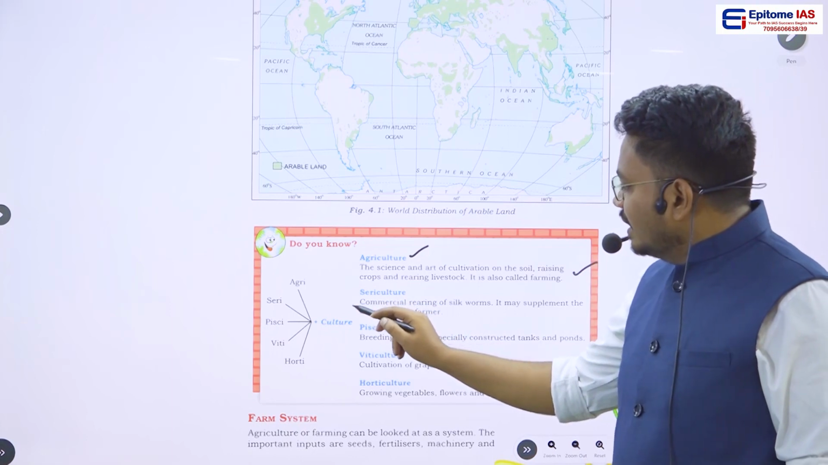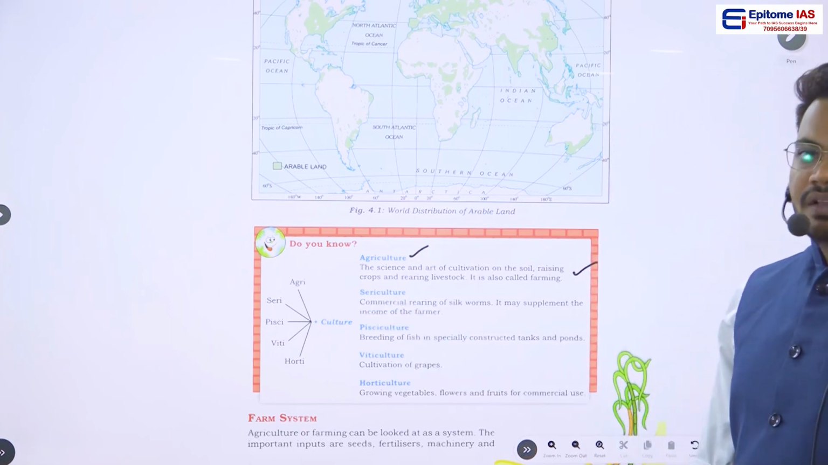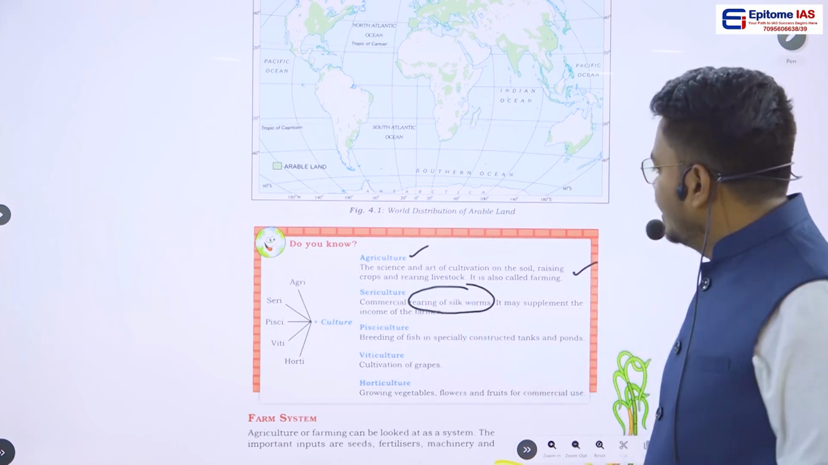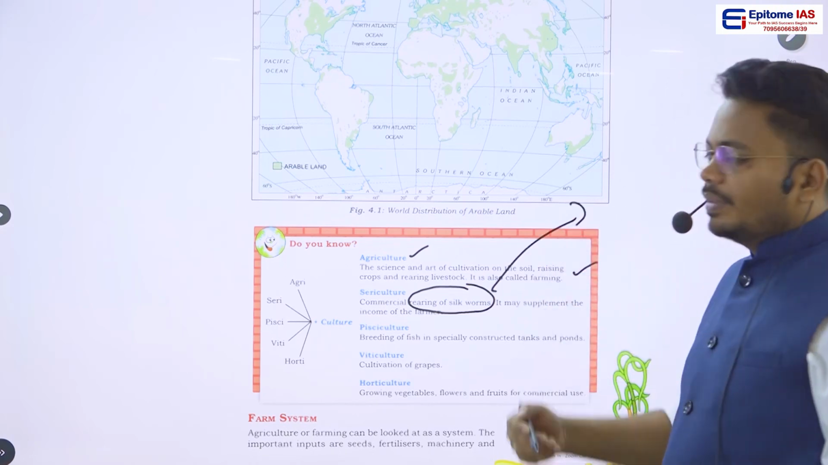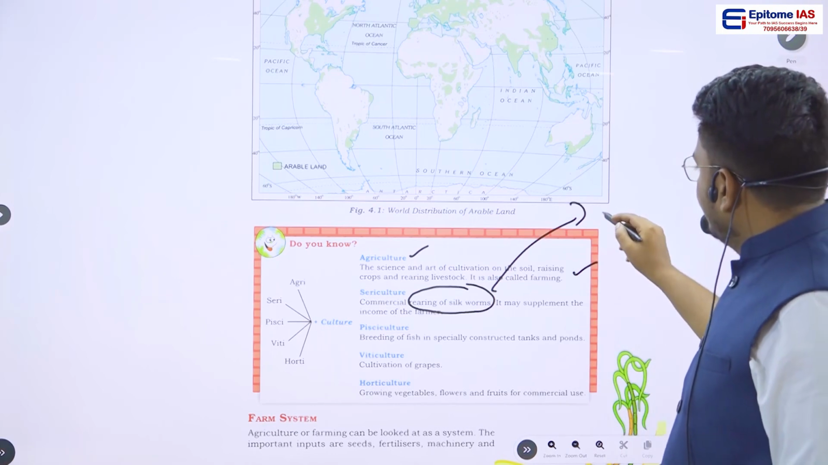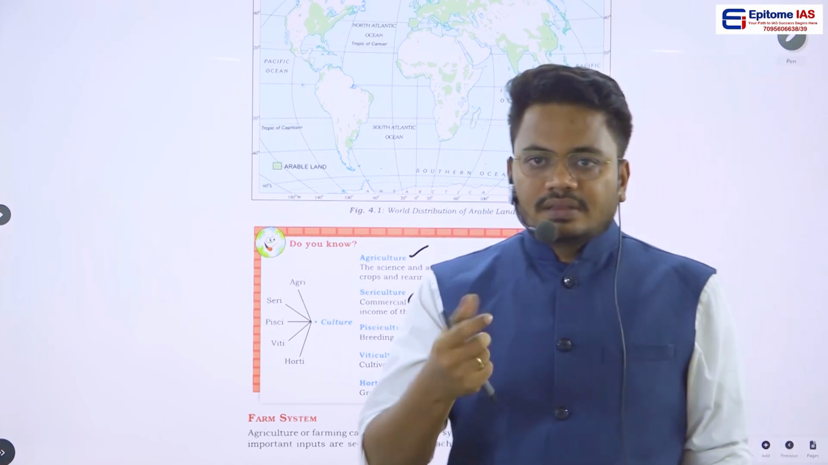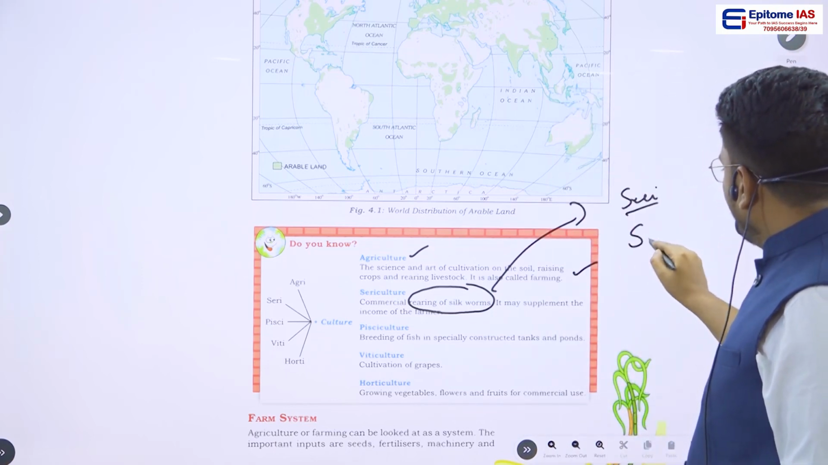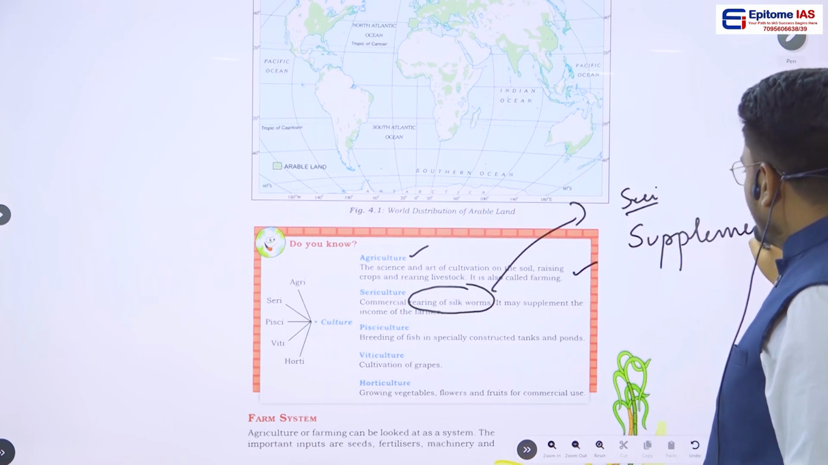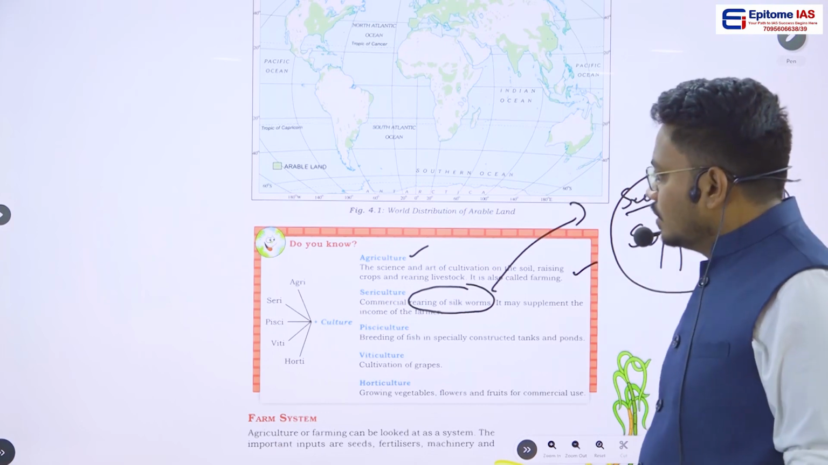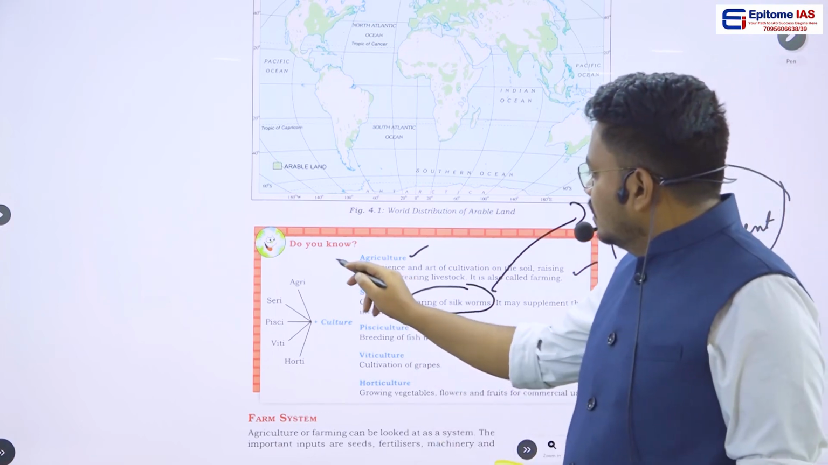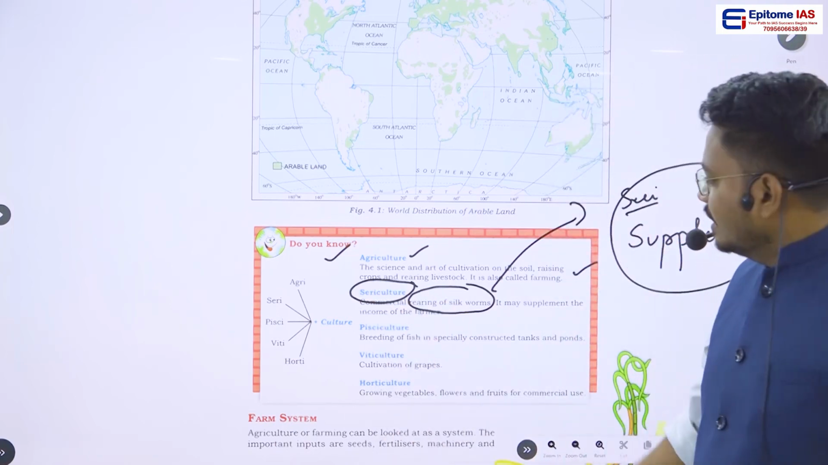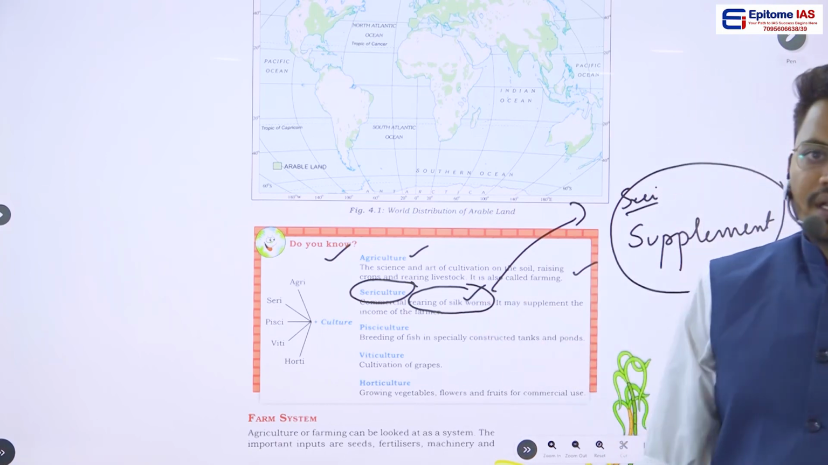Now there is one more thing, sericulture. What is meant by sericulture? Sericulture is the commercial rearing of silkworms. Through these silkworms, we generate silk. This sericulture acts as a supplement to the income of the farmer. It means that if you are doing agriculture and, parallelly, sericulture, you can get income through sericulture also. The point to be remembered is that in sericulture, we rear silkworms.